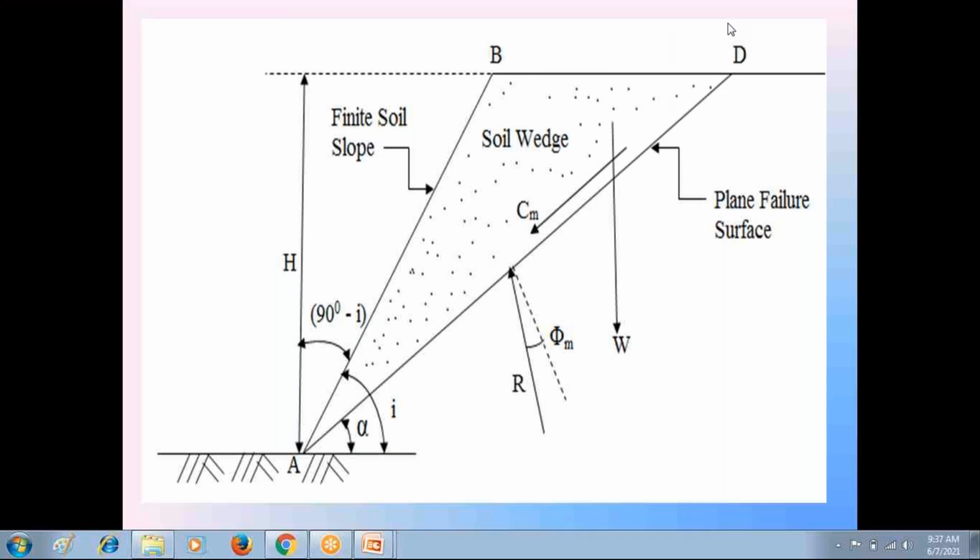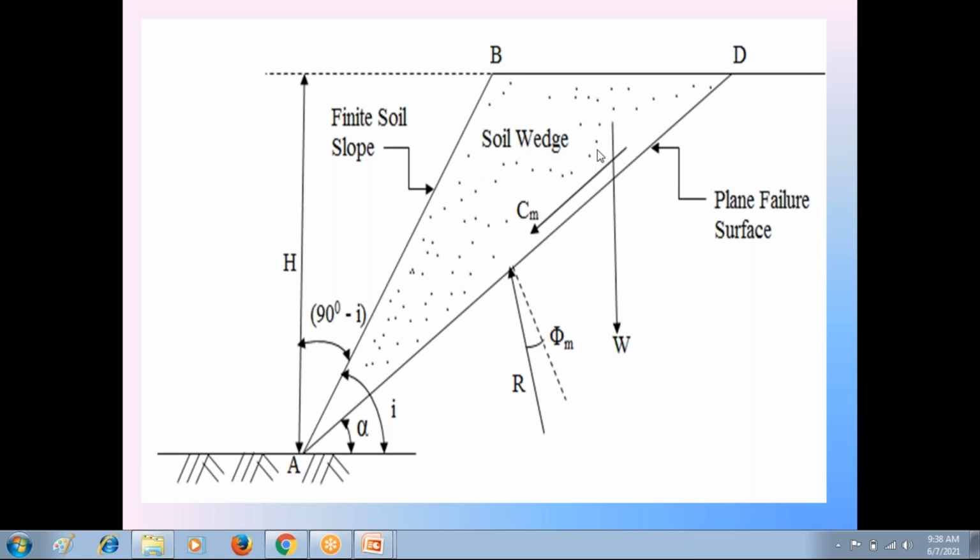So please, coming to this failure of soil wedge. The soil wedge is failing in the downward direction. At the time of failure, the soil wedge applies the force Cm on the surface AD. This is the failure surface. We call this force Cm the mobilized cohesion. That mobilized cohesion force is acting on the surface AD in the downward direction. It is applied by the soil wedge on the surface AD.